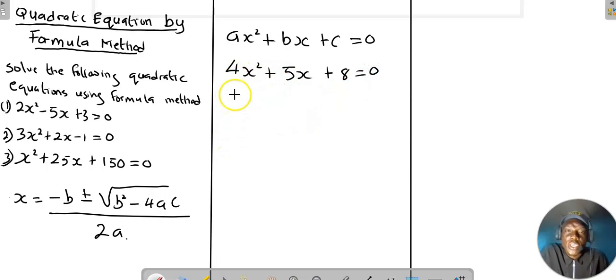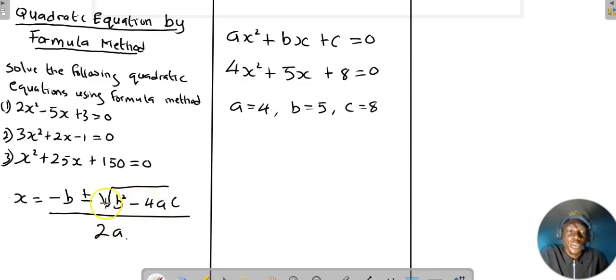The coefficient of x squared is usually a, so a here is 4. Then b is the coefficient of x, so here our b is 5. Then c is usually the constant, the number that is standing on its own, so our c here is 8. Substituting this into the formula, we'll just solve and get our answer.